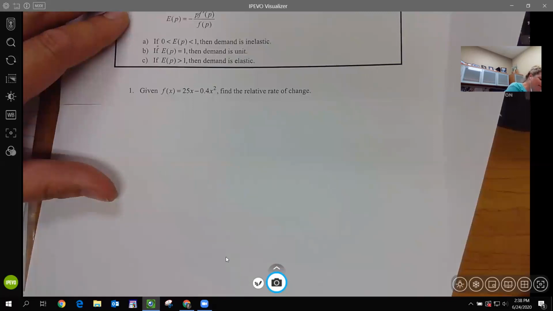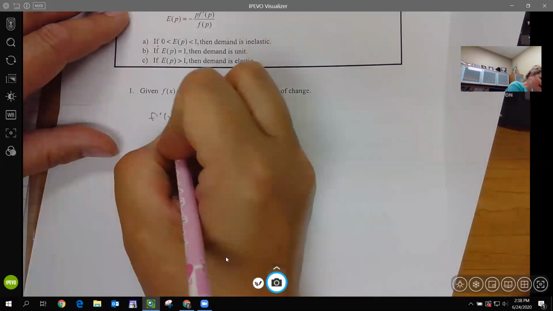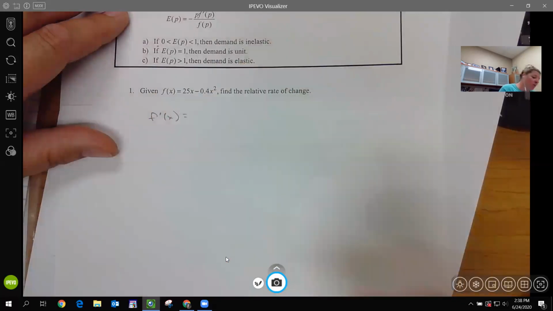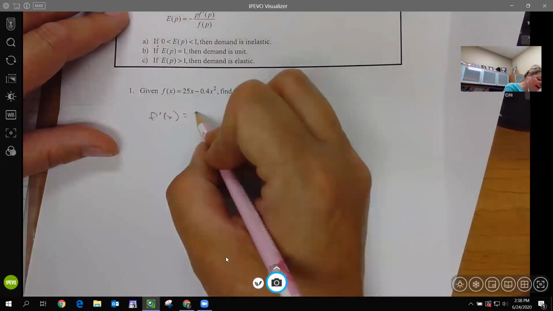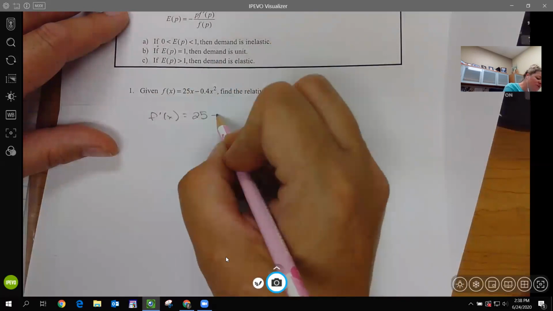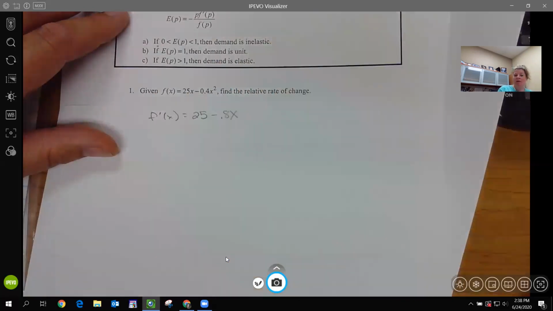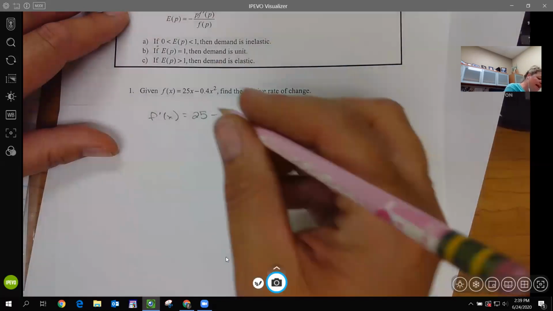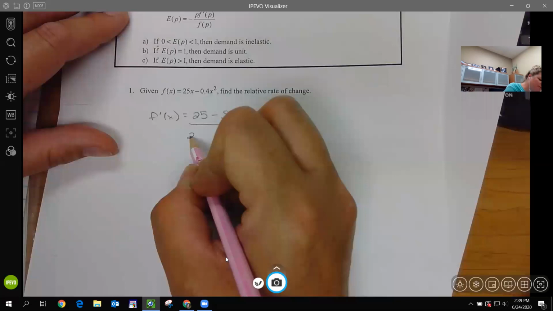Well, we know that that means we need to find the derivative of this function and divide that by the original. So what's the derivative? 25x becomes 25. 2 times 0.4 is 0.8. And then you would drop your x squared to an x. Okay, so 25 minus 0.8x, that's our derivative. Now, to get the rate of change, we take this and we divide by the original.